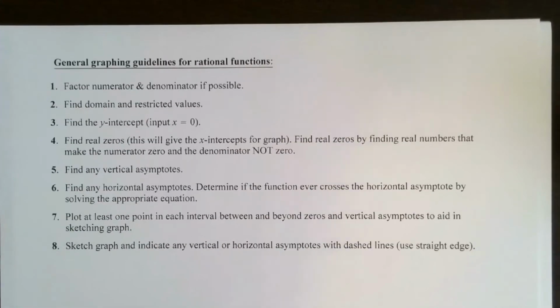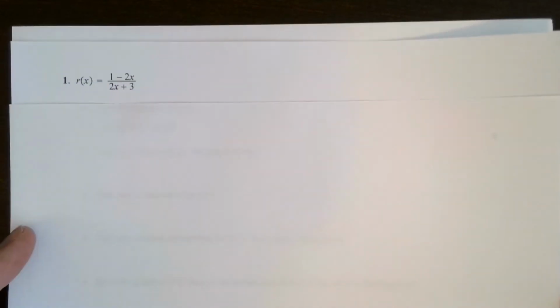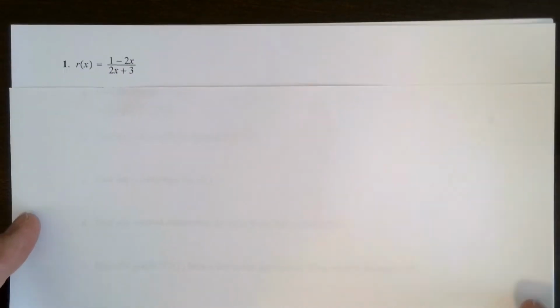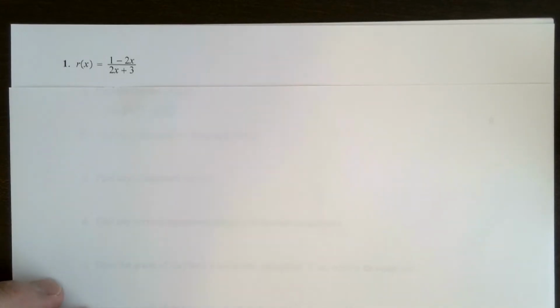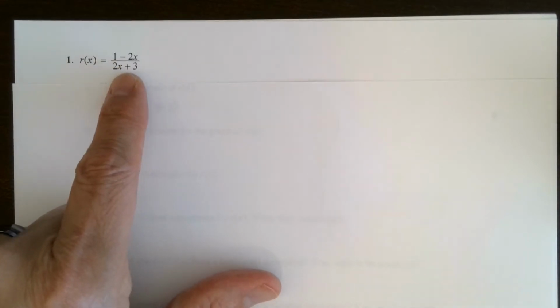Okay, let's look at our first example here. Now, on the test, instead of just giving you the function and saying go at it, I'm going to guide you through all those steps. I'm going to help you out on that, and so there's a series of questions that I have. Of course, the first step was to factor the numerator and denominator. In this case, both the numerator and denominator are just degree 1 polynomials, or linear functions, and there's nothing we can factor out of those.